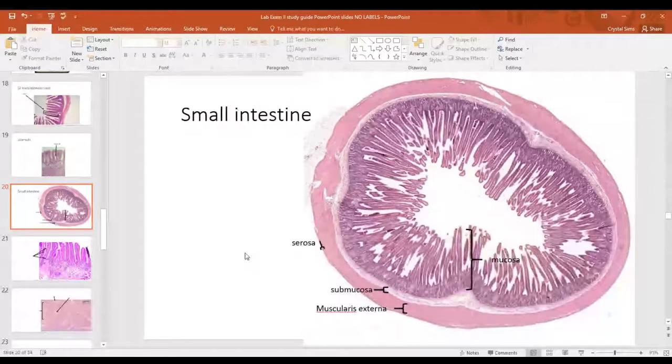Okay, before we get to the muscularis, well, yes, we have the muscularis externa. Yes. And then submucosa, and then mucosa. So make sure you put the muscularis externa on there, okay? So this is the small intestine. And so I'm looking at the serosa out here, this tiny little layer right out here that you can barely see in this one. Okay.